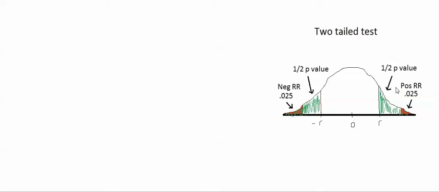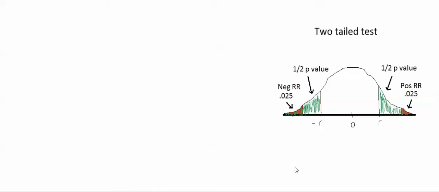My p-value would be the total of the two green areas, and that's the way it is in a two-tailed test. In a two-tailed test, you have half of the p-value out here and half of the p-value out here.